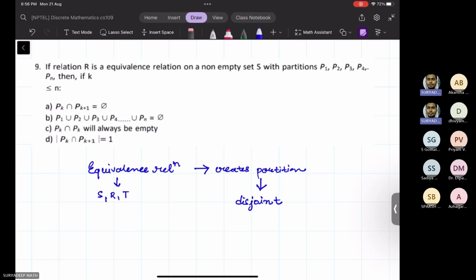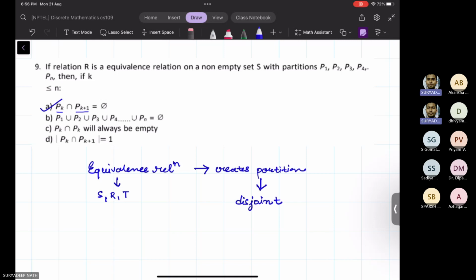Now take a look at this. The first option says that you have a partition PK and a partition PK plus 1. If they are disjoint, do you think there is any overlap? What do you mean by a disjoint partition? Intersection is null, right? That is absolutely right. So the first answer is definitely correct.